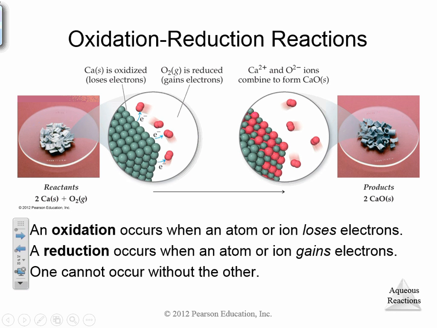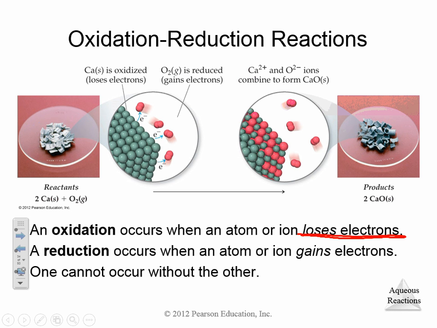One last thing that we're going to cover in 4.2 is oxidation reactions. This is something new that we did not talk about last year. An oxidation reaction occurs when an atom or ion loses electrons.